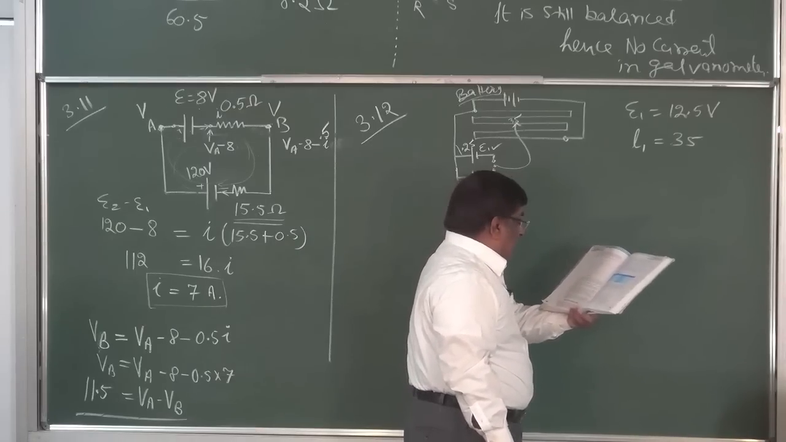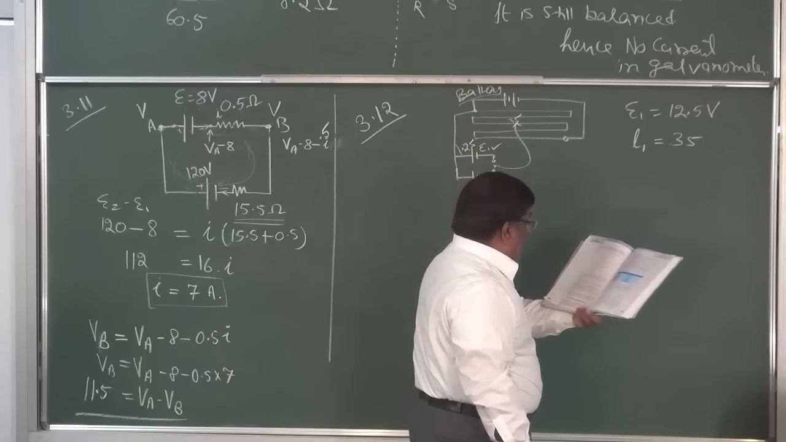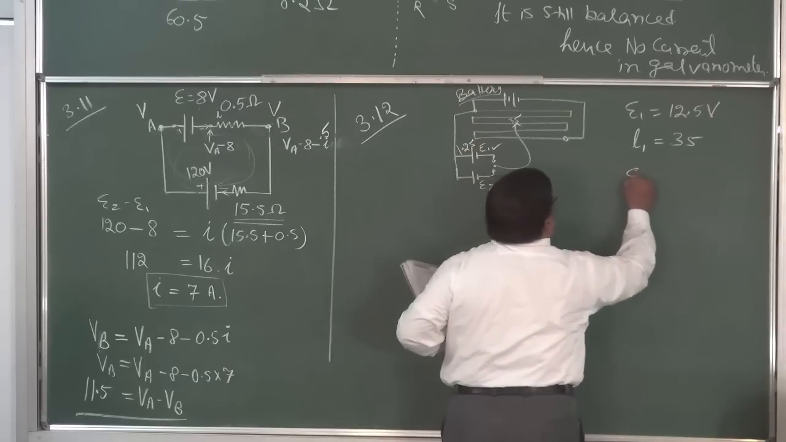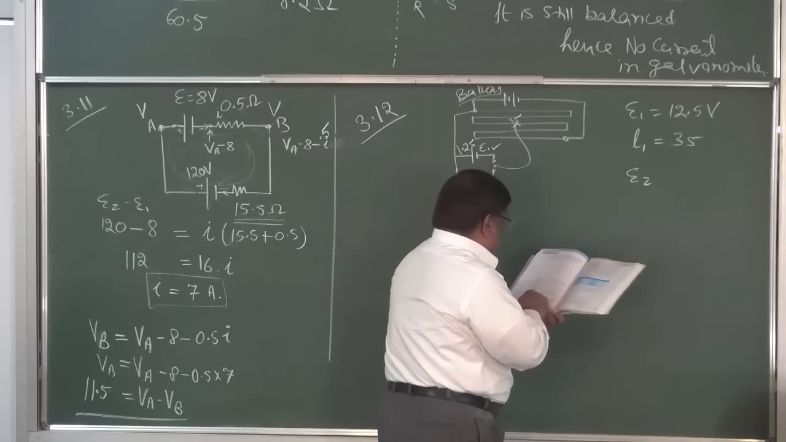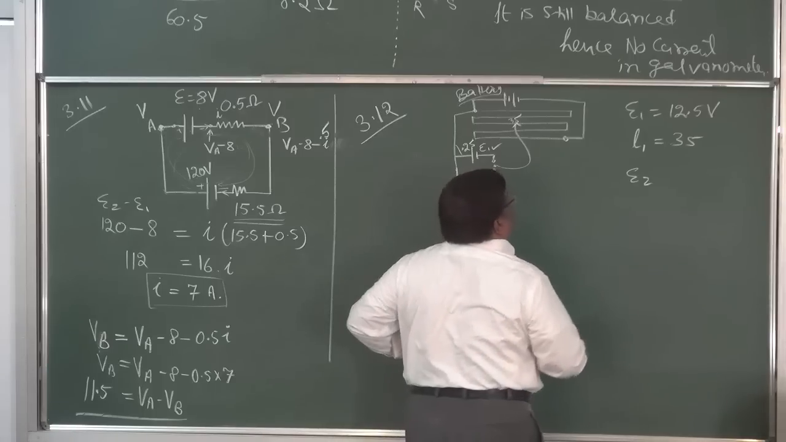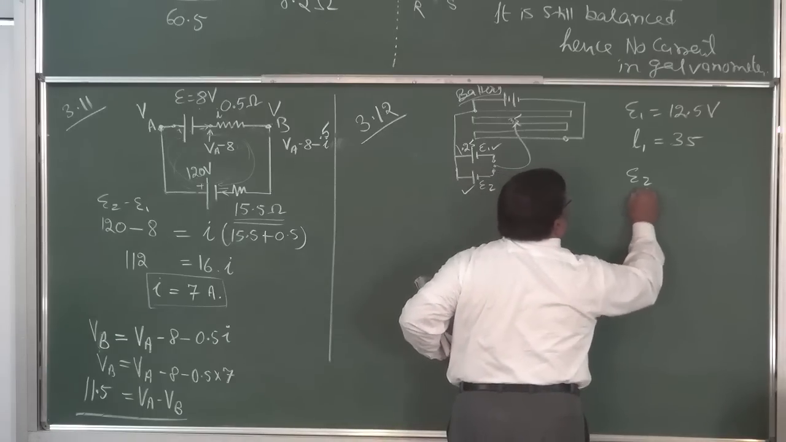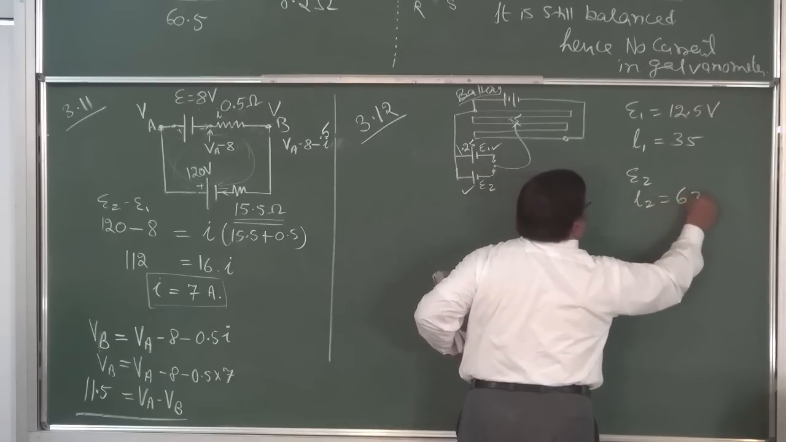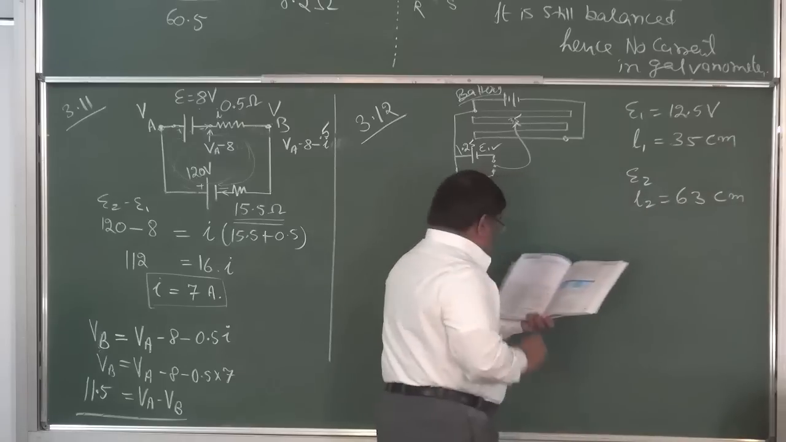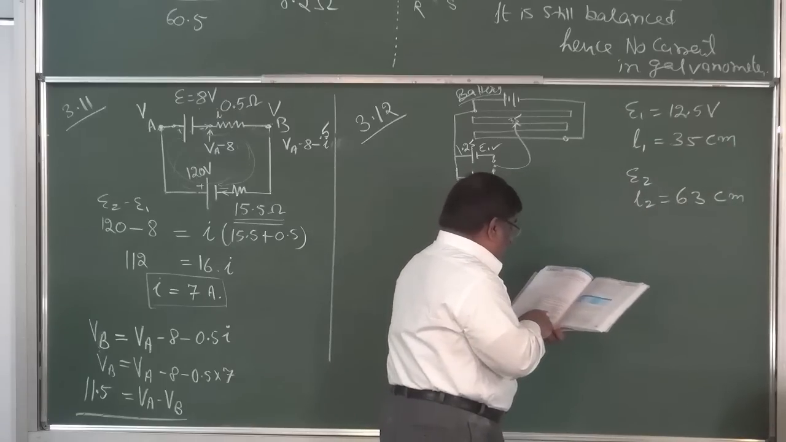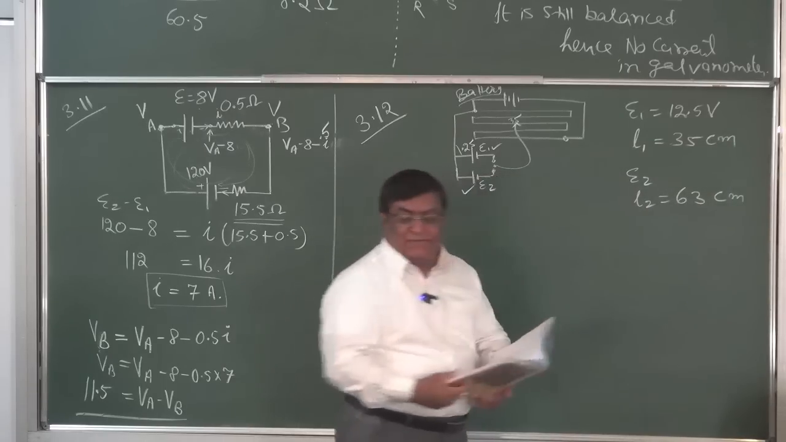If the cell is replaced by another cell, E2, the balance point shifts to 63. That means L2 is 63 centimeter. Now, what is the EMF of the second cell?